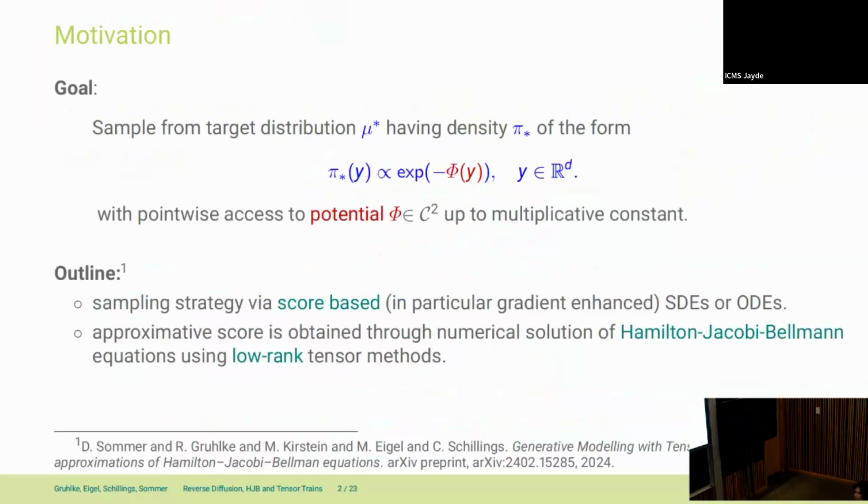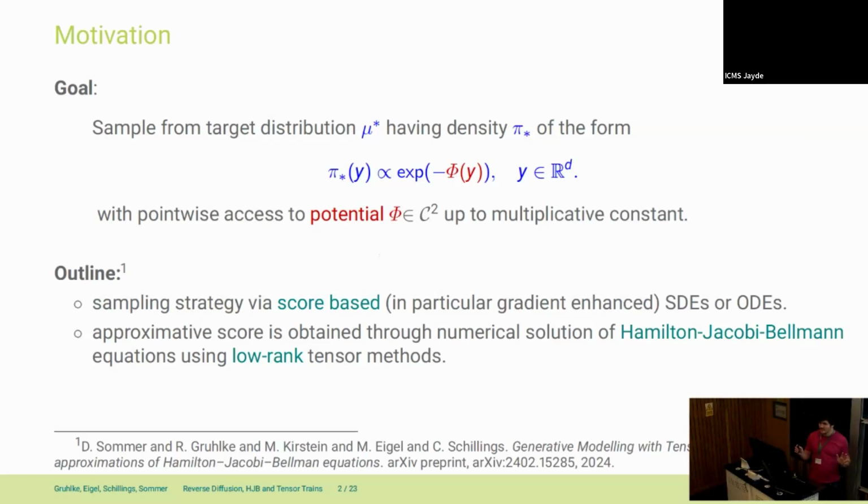So what is the goal of this talk? We aim to sample from a density. So we are not in the regime where we have any data, right, of sample data. We want to have a density of structure e to the minus some potential phi. And for the sake of simplicity, we assume this potential to be smooth enough, let's say C2. And we will see this is related to Fokker-Planck equations later.